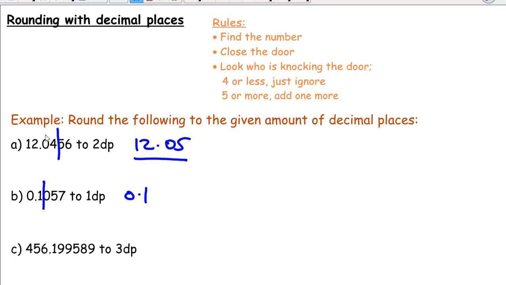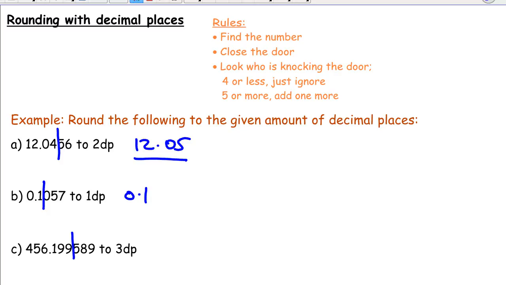The third question, 3 decimal places. So that's after the first, the third decimal place. You close the door. Remember, that's the first, that's the second, and that's the third. So after the third decimal place, basically what you do is you close the door. Look who's knocking the door. It's 5. So remember, 5 or more, you add 1 more.